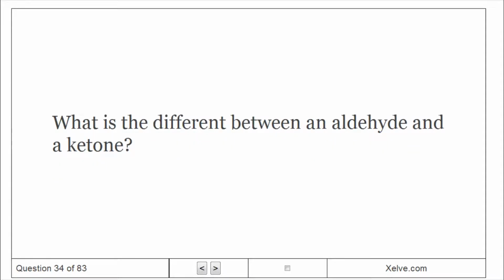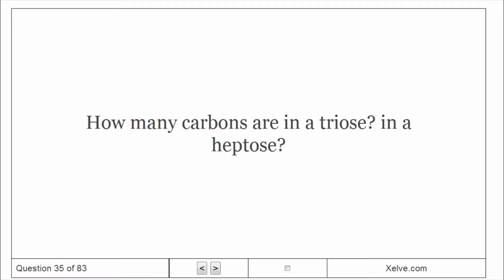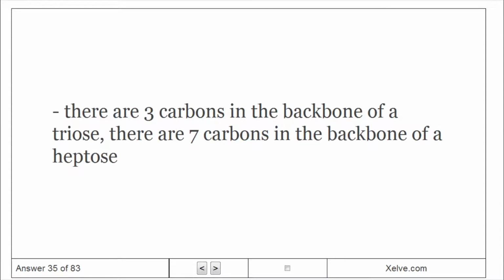What is the difference between an aldehyde and a ketone? An aldehyde has a carbonyl group at the end. A ketone does not have its carbonyl group at the end. How many carbons are in a triose, in a heptose? There are 3 carbons in the backbone of a triose. There are 7 carbons in the backbone of a heptose.